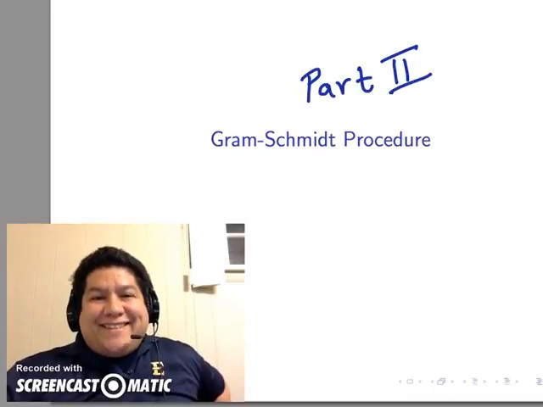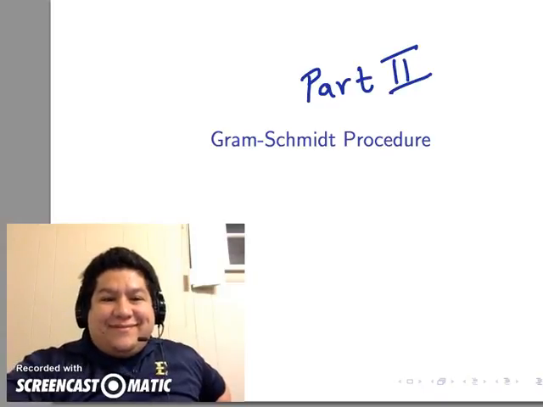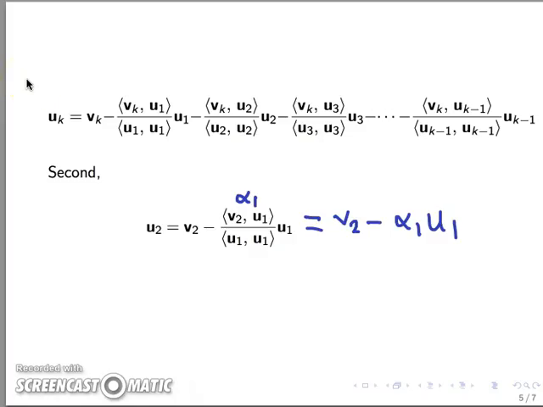Welcome back. This is part 2 of the Gram-Schmidt procedure. So we're in the process of computing u sub 2, and we had calculated the inner products. We had calculated the ratio of the inner products, and that's what we're calling alpha as a scalar. And then we had expressed alpha 1 times u1 as a whole vector, a vector on its own.